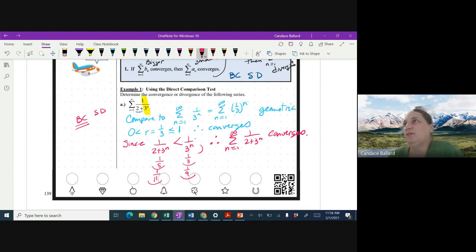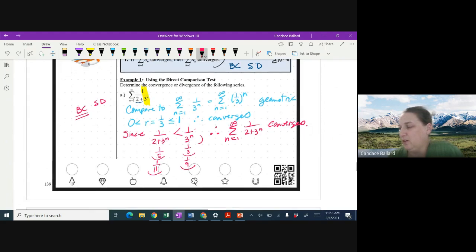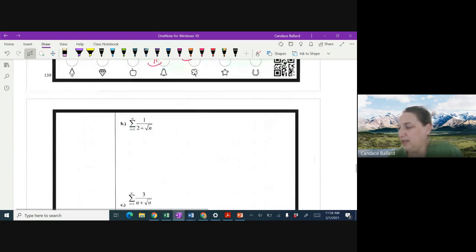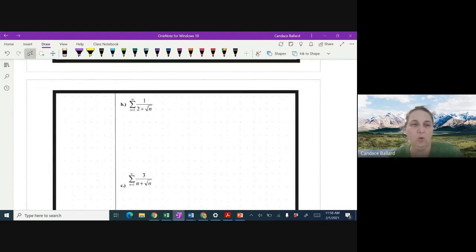I'll give you a couple of seconds there. All right, here we go. Let's look at the next one. Okay, 1 over the square root of, I don't know if I have to, yes I did. 1 over 2 plus the square root of n.